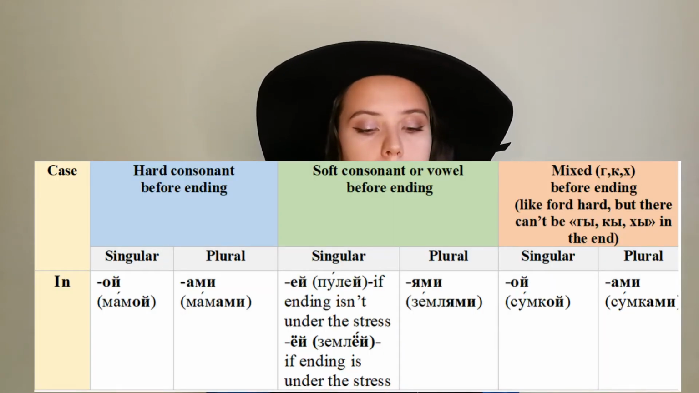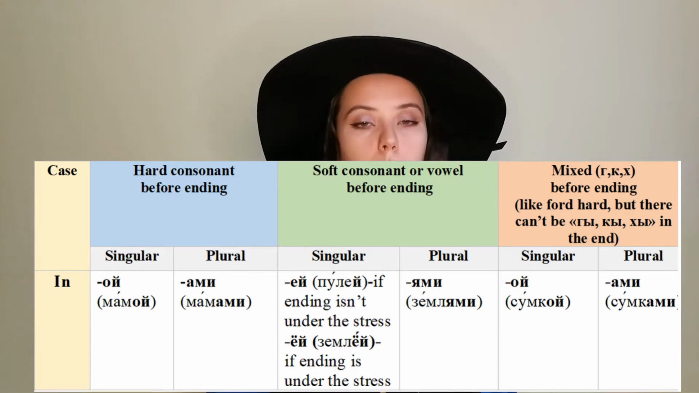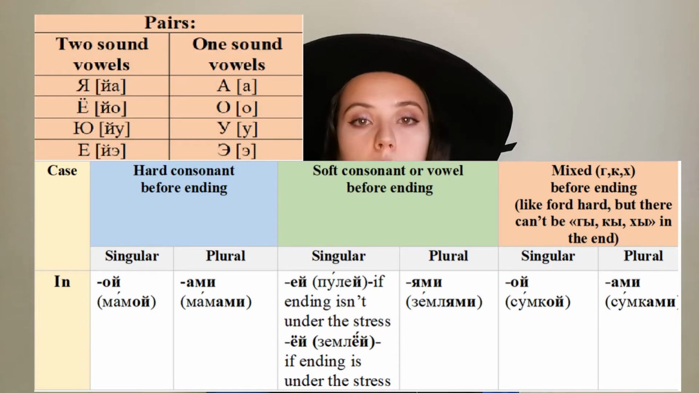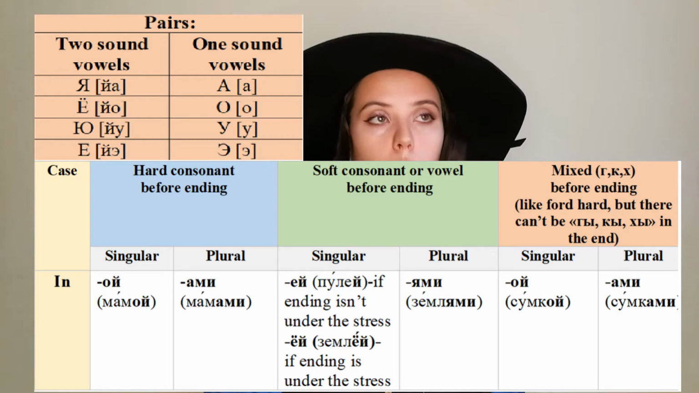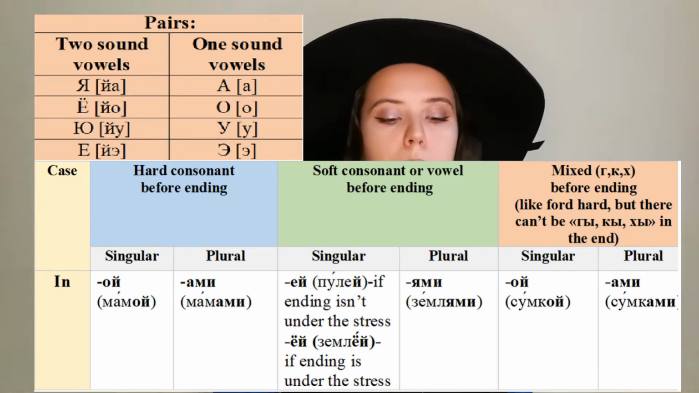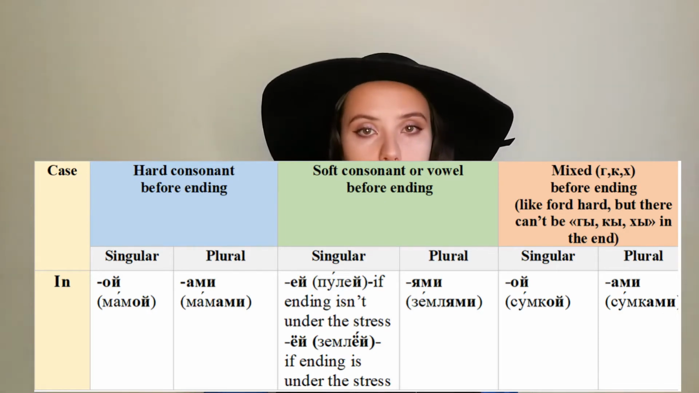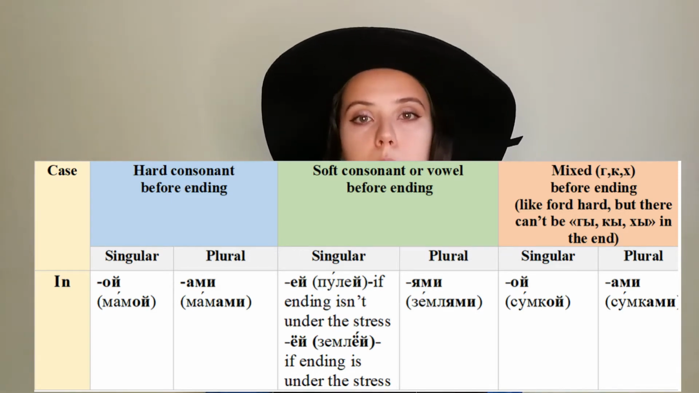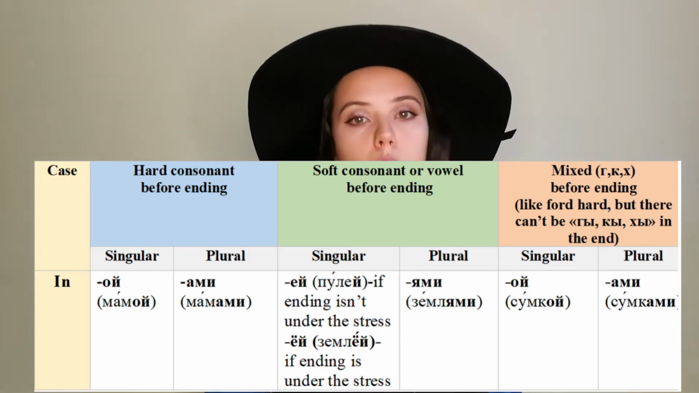So, dear friends, the next will be instrumental, творительный. And here we should be already more attentive. So, we say мамой, ending ой for the hard version. For the soft version, it's supposed to be ёй, right? Because о, ё is the pair. But it can also be ей or ёй. And how do we understand whether we should put the ending ей or ёй?